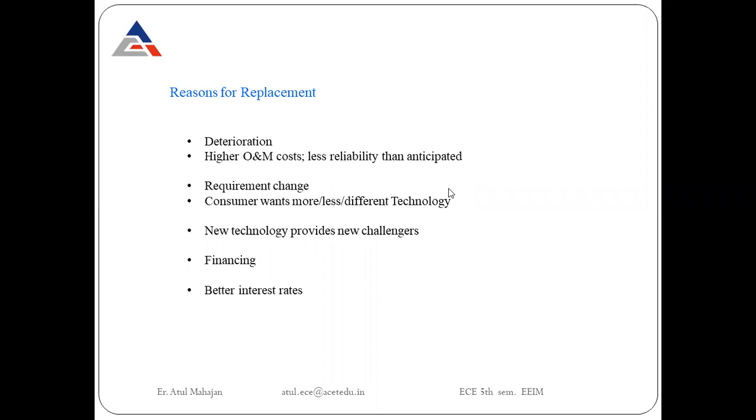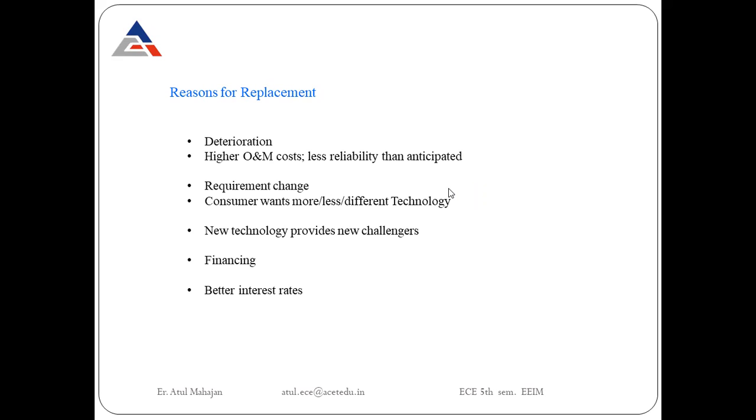Okay. So higher operation and maintenance cost. O&M means operation and maintenance cost. That is the biggest reason basically why I need to make my replacements, because there is a higher operation and maintenance cost and less reliability than the anticipated. There is a huge amount of operation and maintenance cost. Reliability is very less and anticipation is also very less.